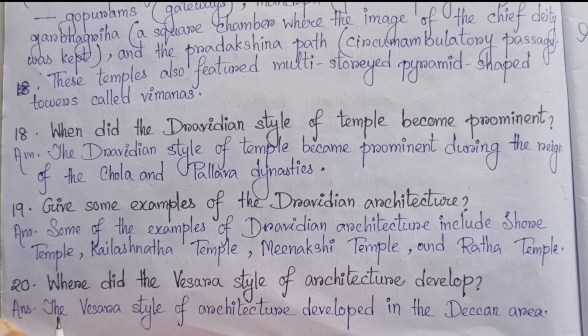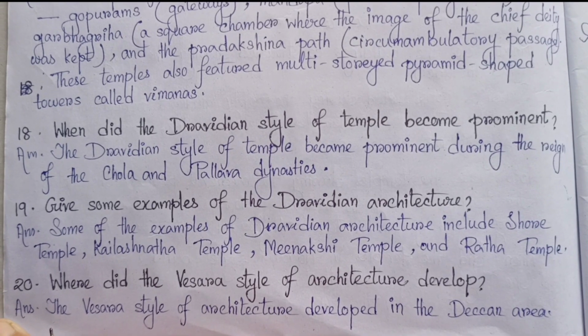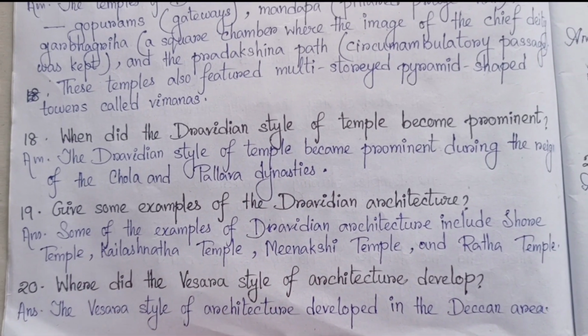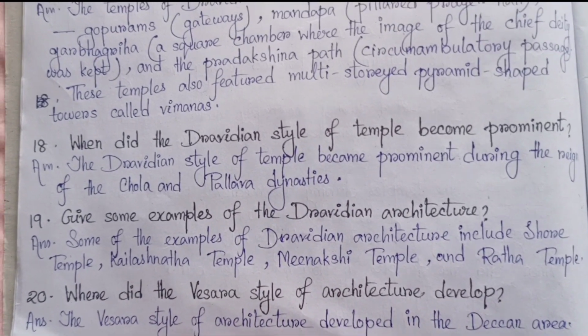Number 20, where did the Vesara style of architecture develop? The Vesara style of architecture developed in the Deccan areas.